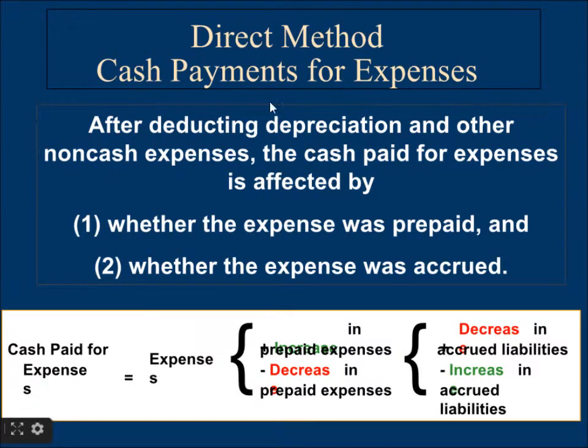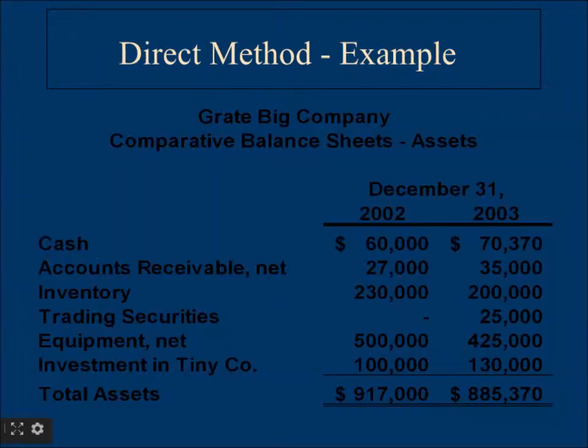After deducting depreciation and other non-cash expenses, the cash paid for the expenses is affected by whether the expense was prepaid and whether the expense was accrued. So cash paid for expenses, plus increase in prepaid expenses and minus decrease in prepaid expenses, then plus decrease in accrued liabilities and minus increase in accrued liabilities. So for cash paid for expense, we have to use this formula. This is smudged a little bit, but you can make it out, I guess.